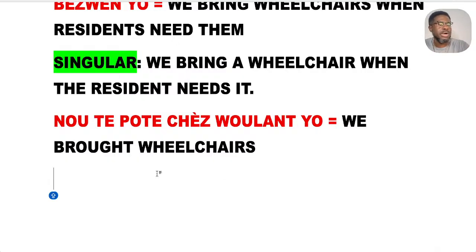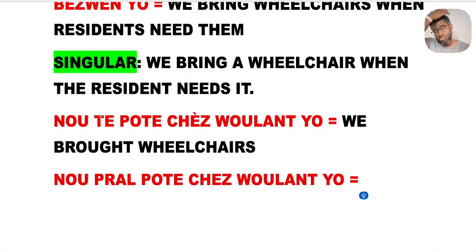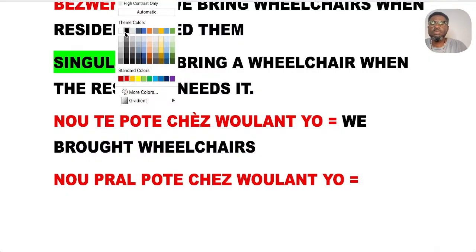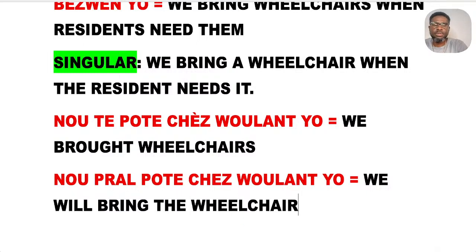Future simple. We will bring the wheelchairs now. Okay, the future here is will. We know there is also the future going to, but we often use the future will for sentences like this. So here we say we will bring the wheelchair. Okay, we will bring the wheelchair. So you got it. That's the future will.